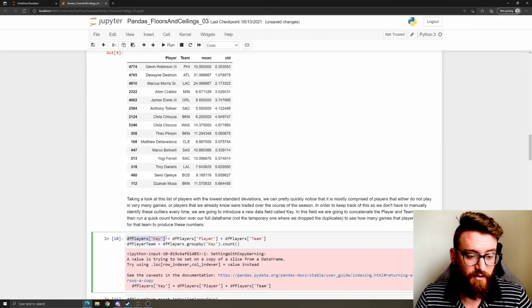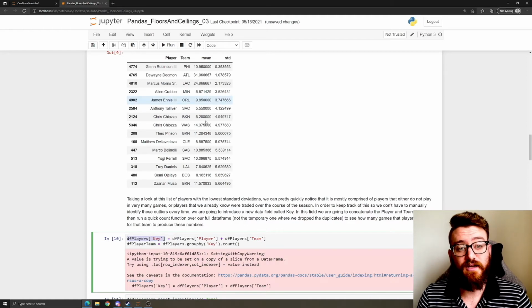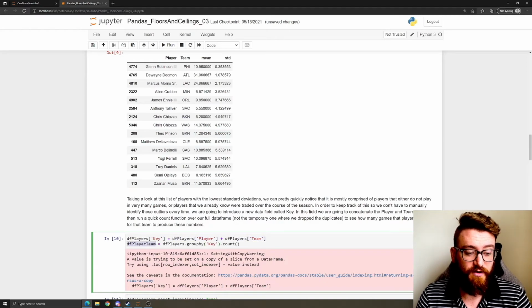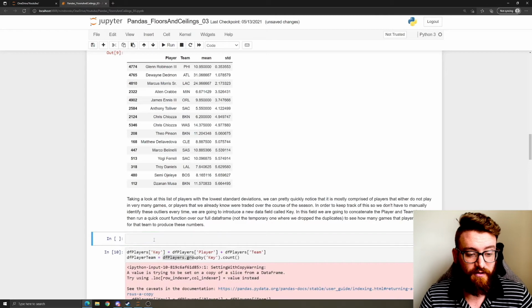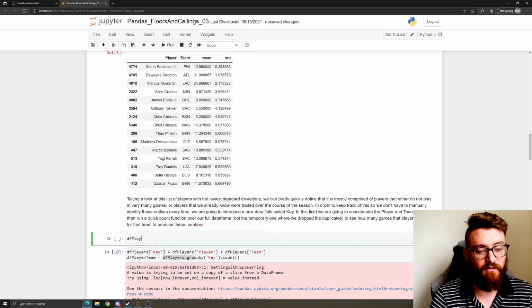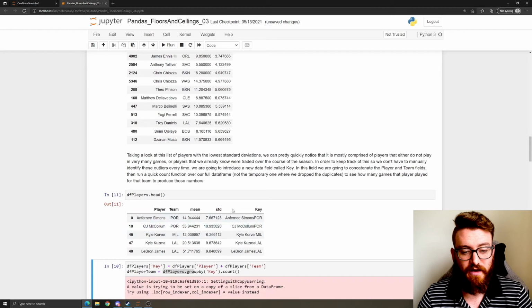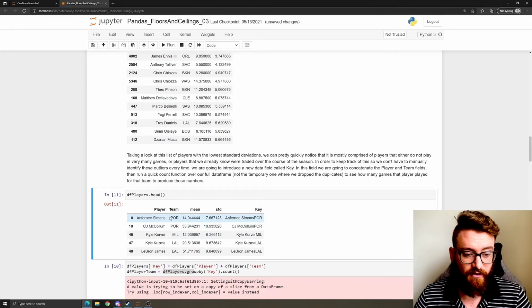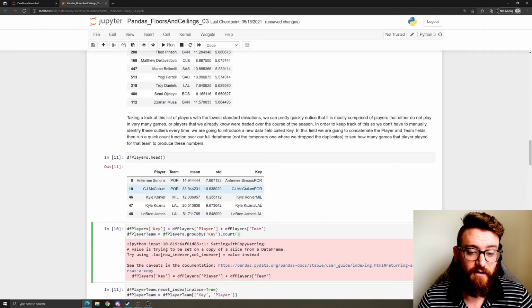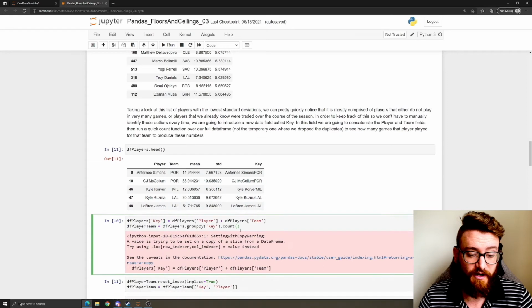We are going to add a new column to this data frame called the key, and it's just going to be a concatenation of the player name and the team abbreviation. And then we are going to create a new data frame called our DF player team, and it's going to be our data frame players grouped by the key that we just created, and then we're going to count the key. So if we take a look at this, we now have a key, and again it's just the player name concatenated with the team abbreviation, and then we are going to count by key how many entries there are in our data frame.